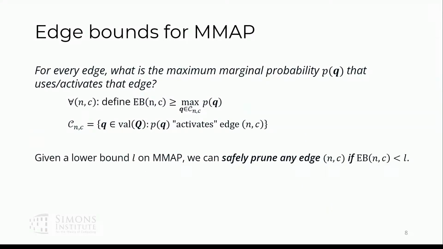So if we have such a bound, then given any lower bound on your marginal map probability, if this bound does not exceed that lower bound, we can prune that edge, right? Because this is a lower bound on your solution, and assignments that use that edge are not going to have a marginal probability larger than that lower bound, meaning none of those can be a marginal map solution, right? So we can get rid of that edge.